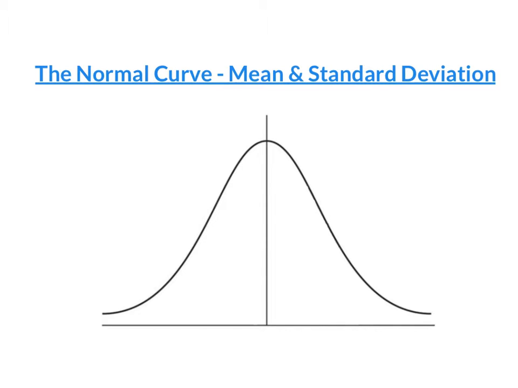Hey everyone, so in this video I'm going to go over the normal curve and mean and standard deviation. So the normal curve is a bell-shaped curve. The normal curve describes things that happen in the world that would have an average. Something that's very common is like an SAT. SAT scores, people score here the majority of the time.